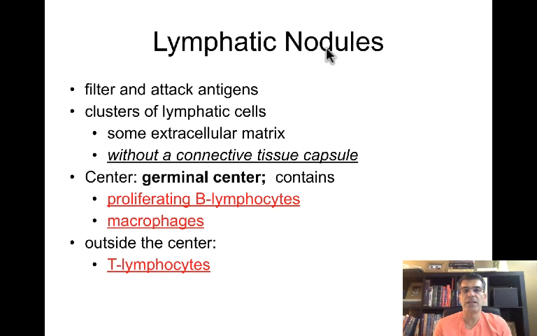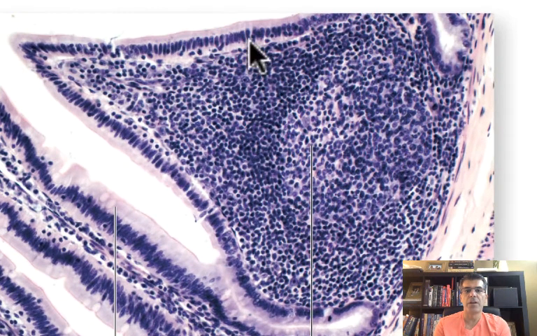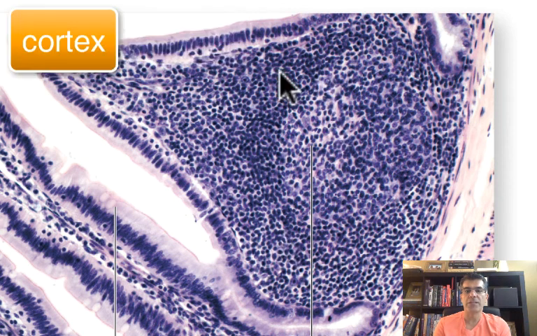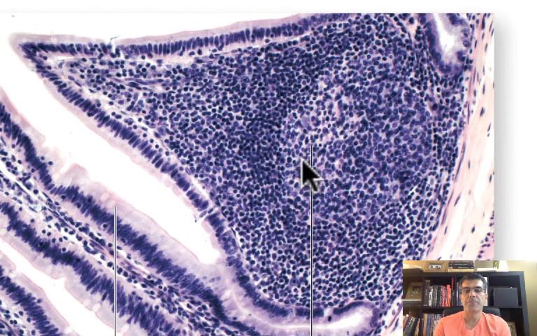Lymphatic nodules, as we said, are a collection of lymphocytes plus macrophages. These cells are next to each other, but they have some extracellular matrix surrounding the cells. Here's an example of a nodule. As you can see, it's a collection of cells, but there is no capsule. If you look at this nodule, you can see the central part is lighter and the surrounding part is darker. The center part is called the germinal center and the surrounding part is called the cortex. So each nodule contains a germinal center and a cortex.